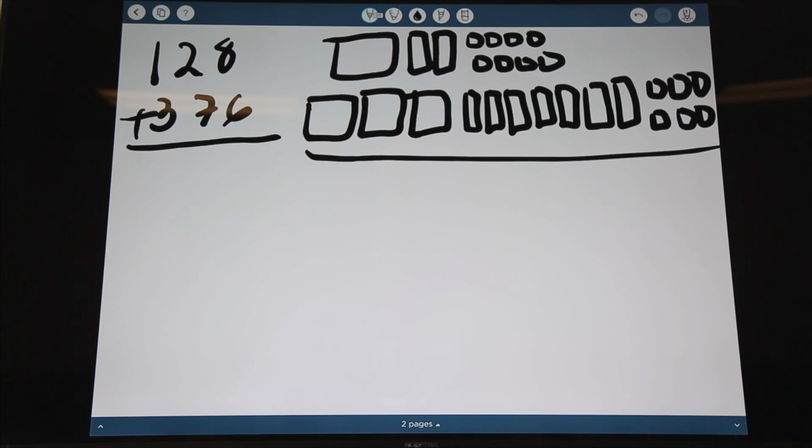Anyways, let's start with the 1s. If I add 6 of these little blocks plus 8 of those little blocks, how many blocks do I get? If I have 6 of the 1s and I have 8 of the 1s, how much is 6 plus 8? 14. So I will have 14 blocks here, right? Can 14 fit in the ones place? How do I regroup that? Put it up top. Yes, but how? I make a new line, remember?